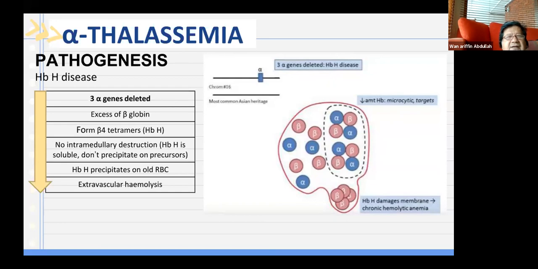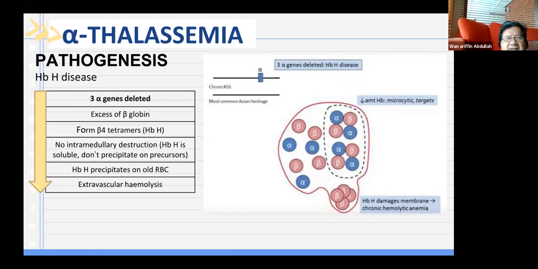So because of that, the alpha globin chain is reduced. So when there's alpha globin chain, alpha is supposed to combine with beta. They're supposed to have almost equal production. So when there is decrease in alpha, then there is excess in beta. When there's excess in beta, then beta combines with beta. So that's why you get this beta 4 tetramers, yeah, at the bottom there. Can you show it? Yeah, at the bottom there, all the 4 beta, they combine instead of combining with alpha. So this is the HbH. This is called HbH, which is made of beta 4. Yeah, and this one precipitates on RBCs and causes hemolysis.